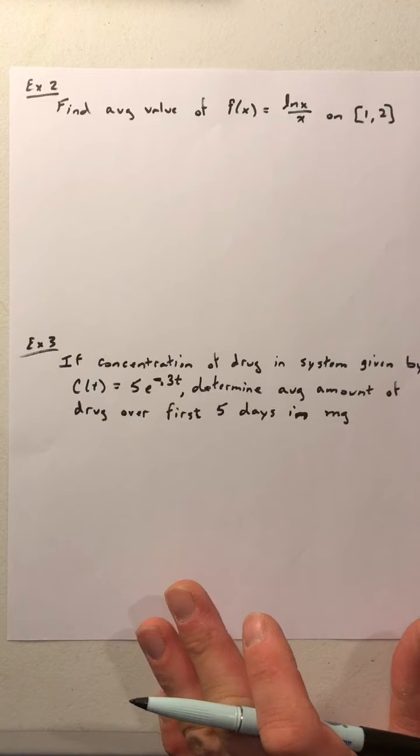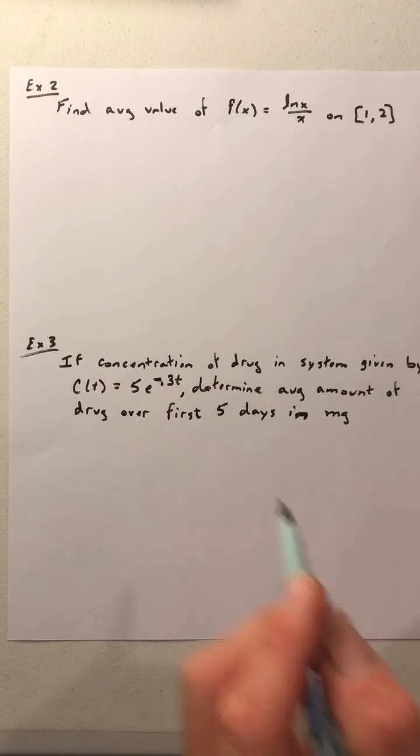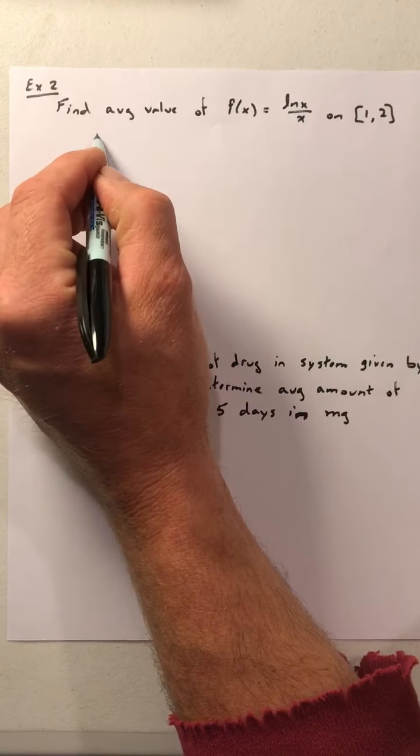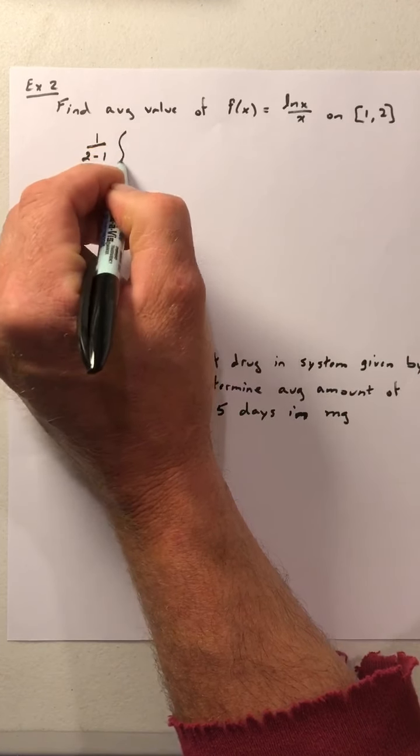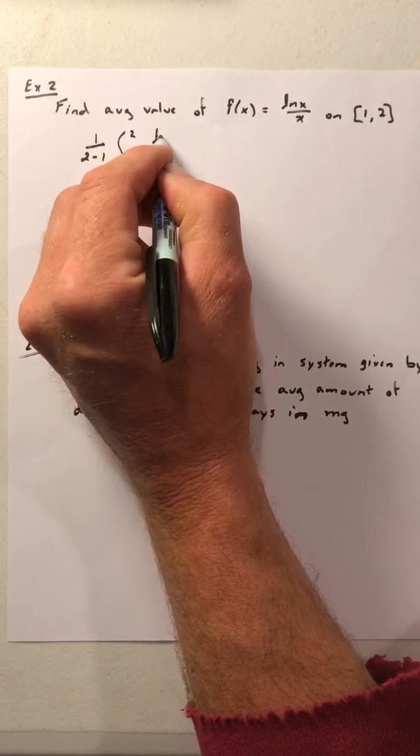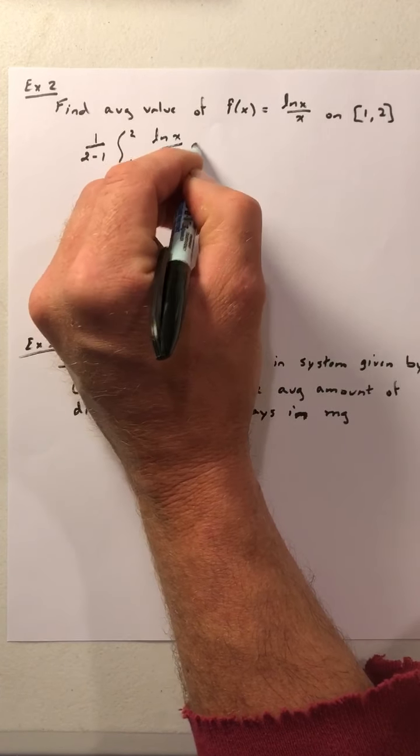Example 2 there, we have the average value of the natural log of x over x from 1 to 2. Again, I'm going from 1 over 2 minus 1, the integration from 1 to 2 of the natural log of x over x dx.